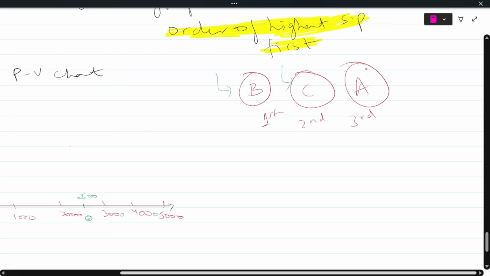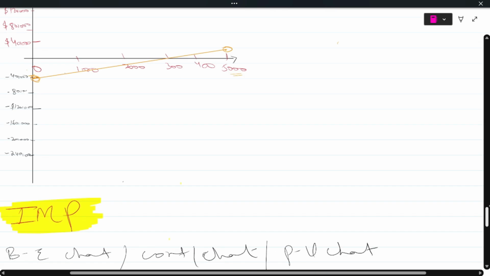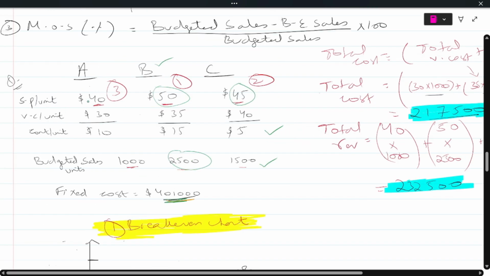Okay. And now lastly, we have A, which has the lowest selling price, so it would be made last. Let's go to A. The A selling price is 40 and contribution was 10.